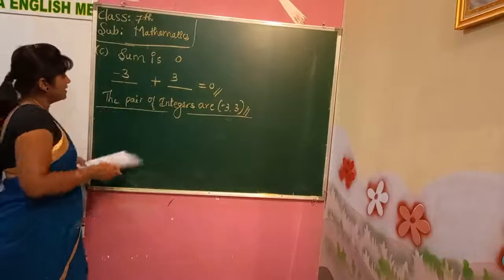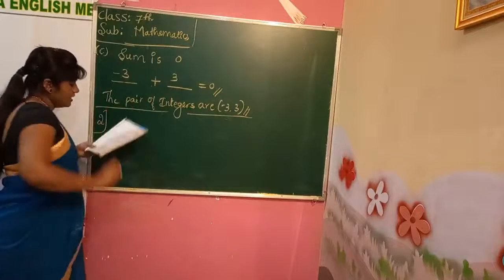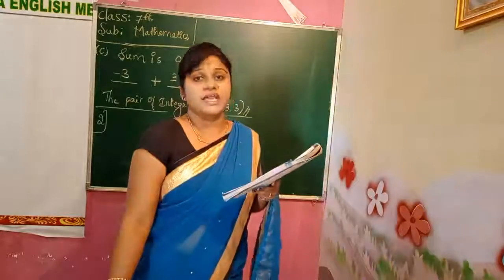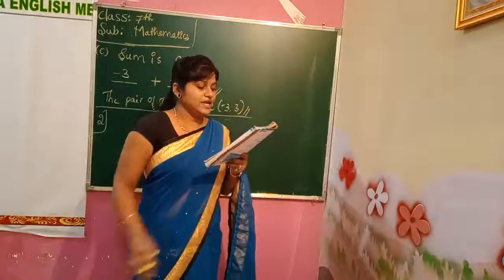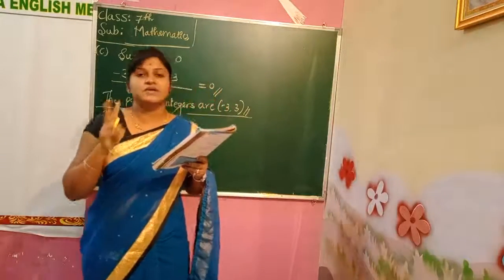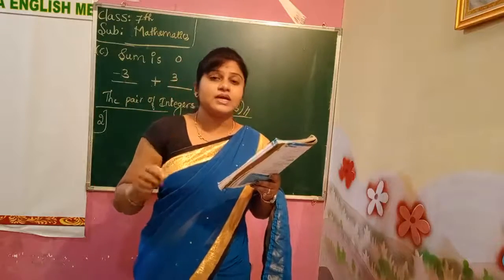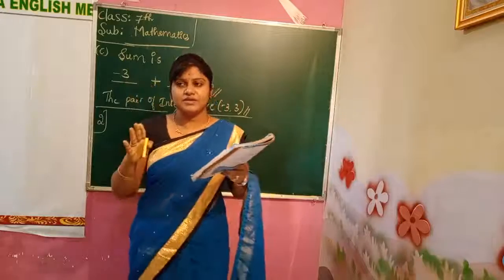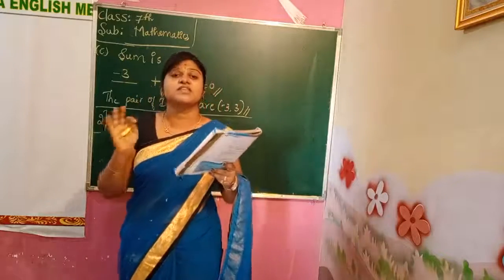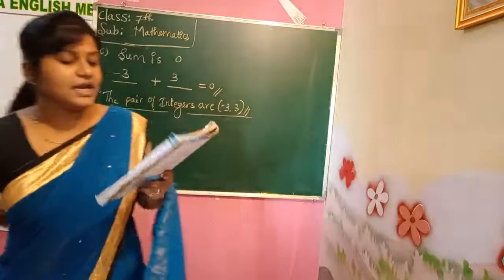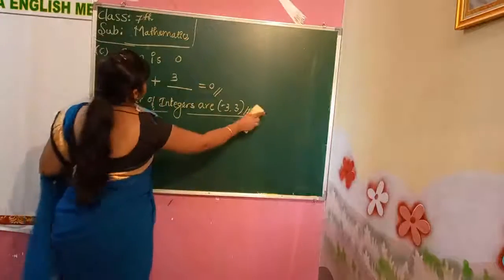Now we move on to the second main. Write a pair of negative integers whose difference gives 8. We have to take two negative integers. What should the answer be? 8. Taking two negative integers, we have to do the minus. They say difference. They are not telling to find the addition there. They are telling subtraction.